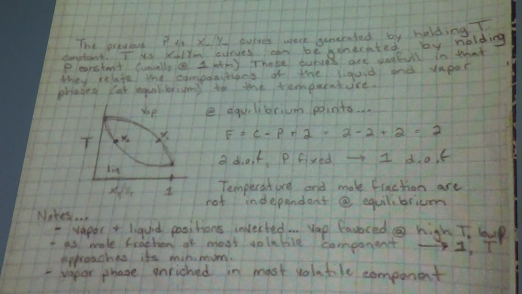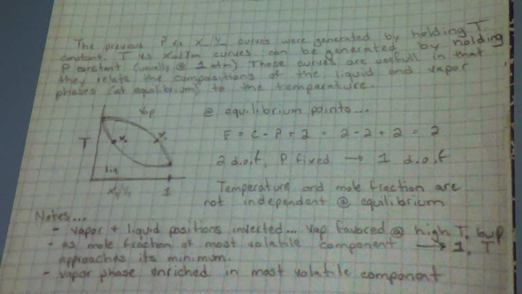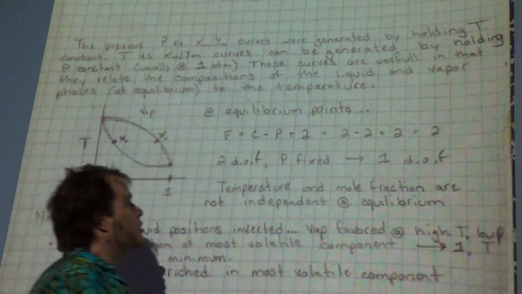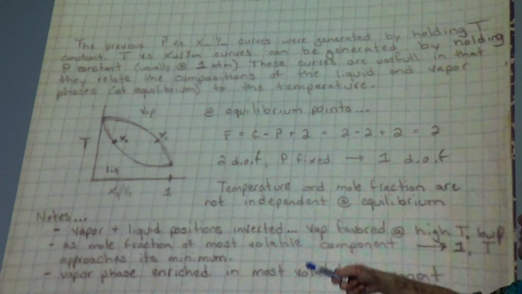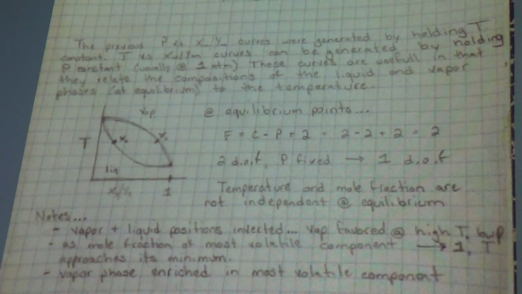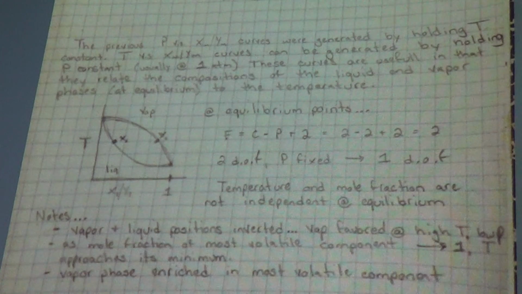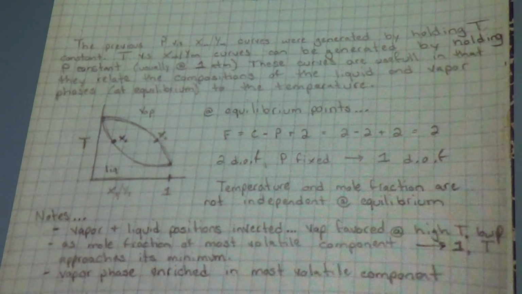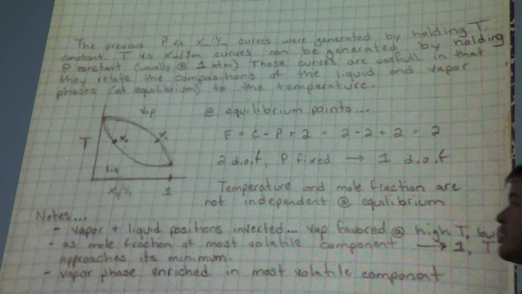Again, we can apply the phase rule. The number of degrees of freedom is components minus phases plus 2. Along those boundaries, we have 2 components, 2 phases, so we have 2 degrees of freedom, but we've got fixed pressure, so we have 1 degree of freedom left, which tells us that in order to maintain equilibrium, any change in temperature is going to require a concomitant change in the mole fraction, right?